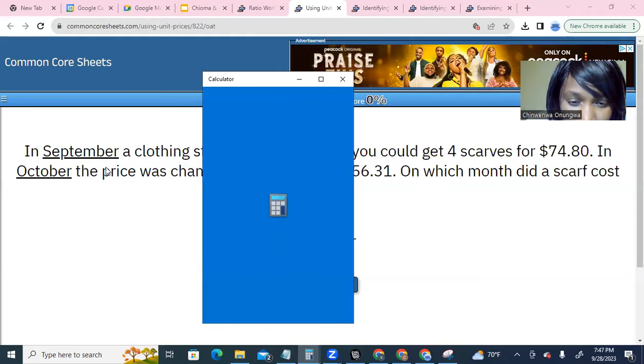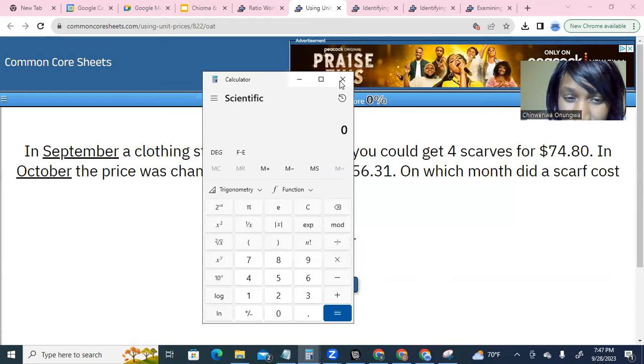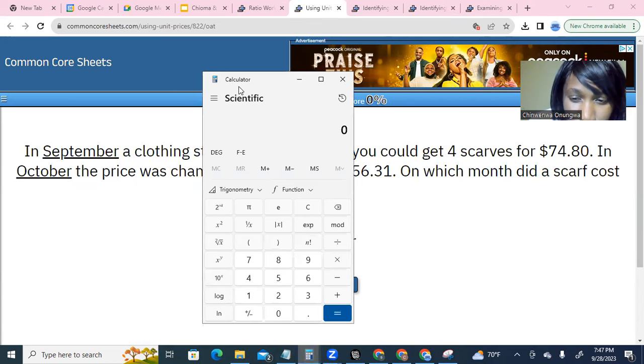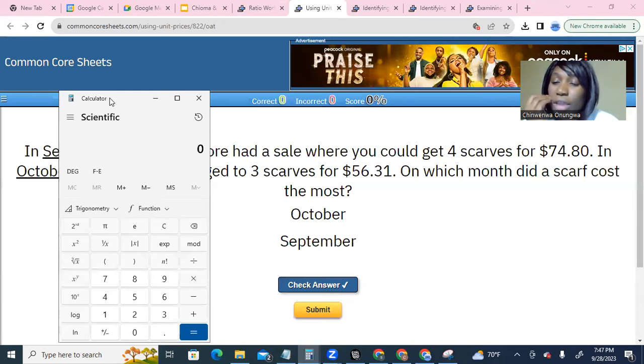Okay, so let's begin. I just have to divide to get the cost for one. Remember, we did that in the proportional relationship lesson. We said to get the price for one item, you just divide. Like if four oranges cost $8, you would divide $8 by four, and you get that one orange costs $2. So it's the same thing here. We'll get the price for one scarf.